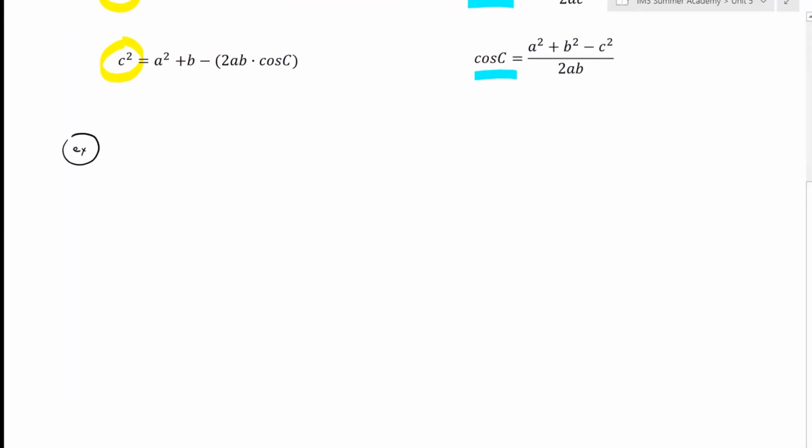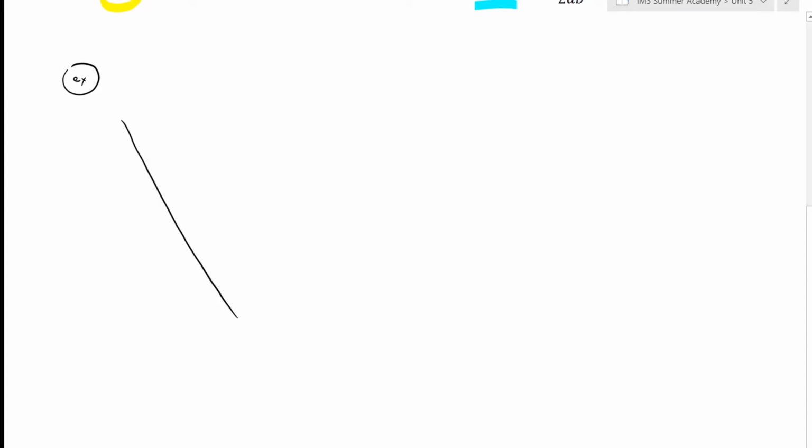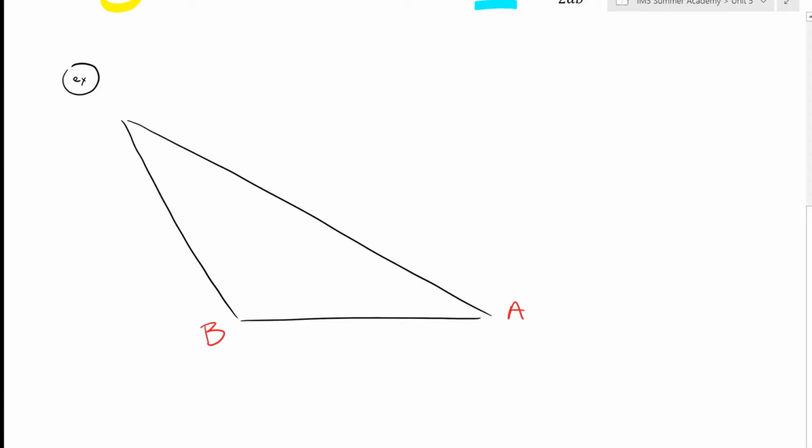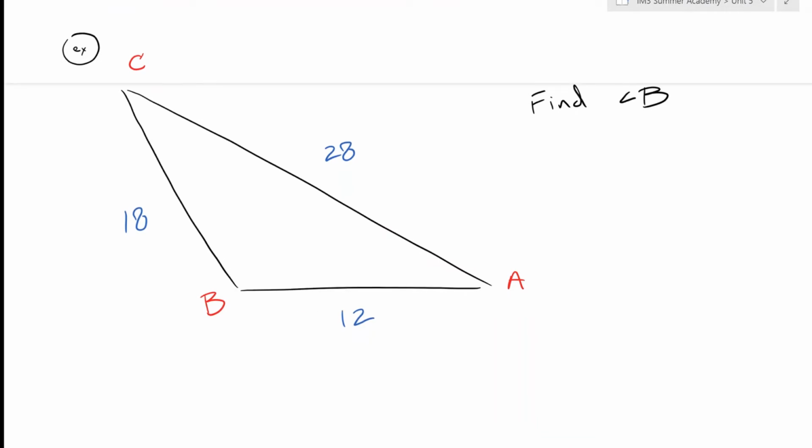So our first problem here, we're going to be given a triangle. Go ahead and label it. This is corner A, corner B, and corner C. So big A, big B, big C. They're going to give us some sides, 12, 18, and 28. And they're going to tell us to find the measure of angle B. So I'm going to mark it. We're trying to find angle B, this one here. Don't know how big that is.